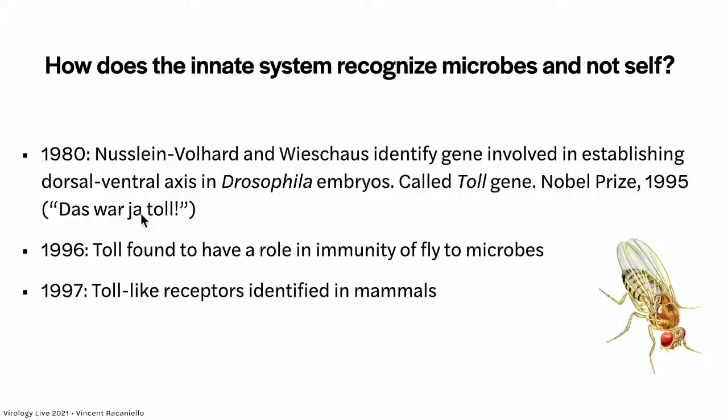They got a Nobel Prize for this in 1995 because not only was that gene important in flies, it turned out to have a huge role in immunity in mammals. So in 1996, this gene, the toll gene, was found to have not only a role in flies in development, but also in immunity of the fly to microbes. And in 1997, toll-like receptors were identified in mammals.